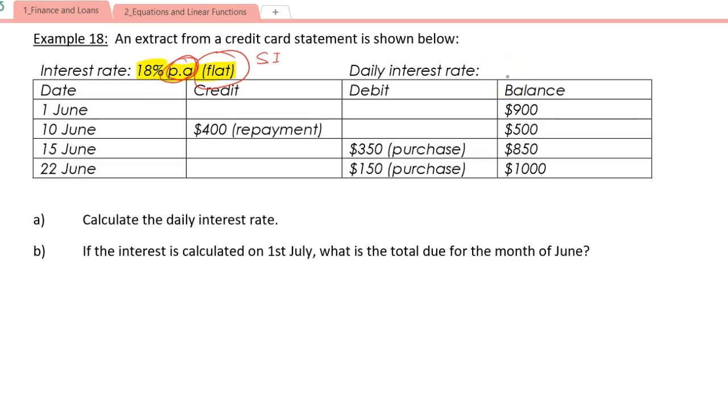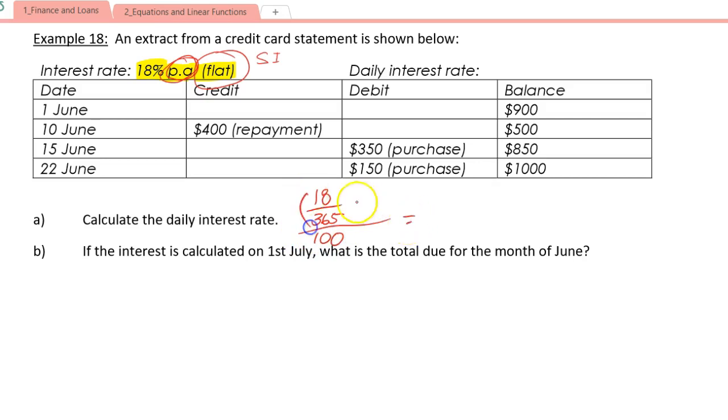I've got some dates and different balances here. So the first thing it asks me to do is calculate the daily interest rate. That's easy enough. That's 18 divided by 365, 18 over 365. And to express it as a decimal, we'll put that over 100.